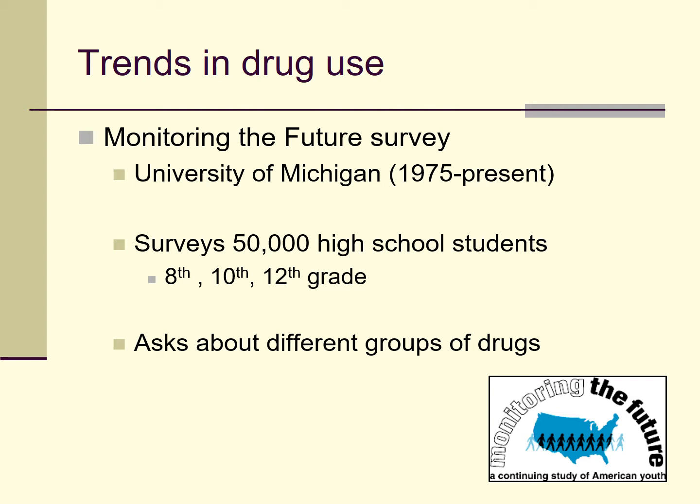It's been going since the mid-1970s up through the present, and it focuses on high school students, or junior high/high school students. So every year, approximately 50,000 high school students are sampled in grades 8, 10, and 12, and those students who are sampled from the population of all possible high school students are asked to complete a series of questions about their drug use.